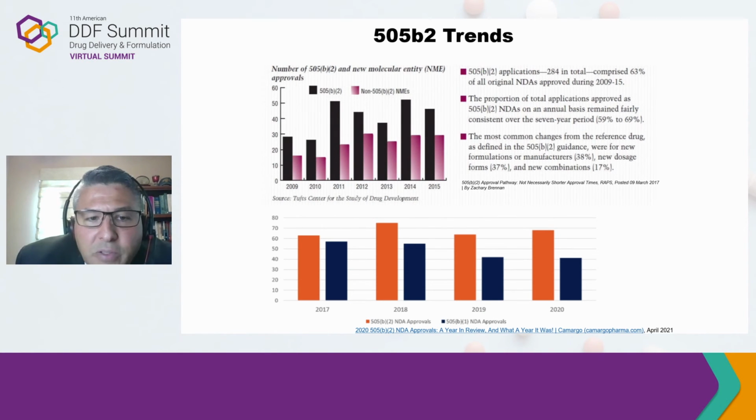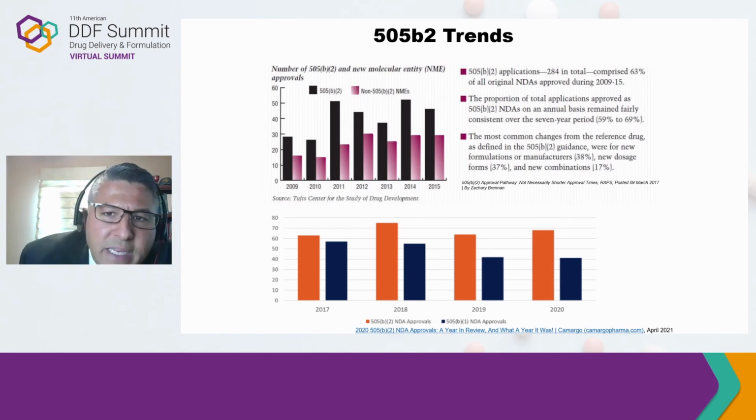Then if we look at the time period 2017 to 2020, overall NDA approvals granted by CDER held steady at 114 NDAs, similar to 2019. And moreover, approvals via the 505(b)(2) regulatory pathway continue to account for well over 60% of all NDA approvals. And excuse me, the most common changes from the reference drug as defined in the 505(b)(2) guidance were for new formulations, 38%, new dosage forms, 37%, and new combinations.